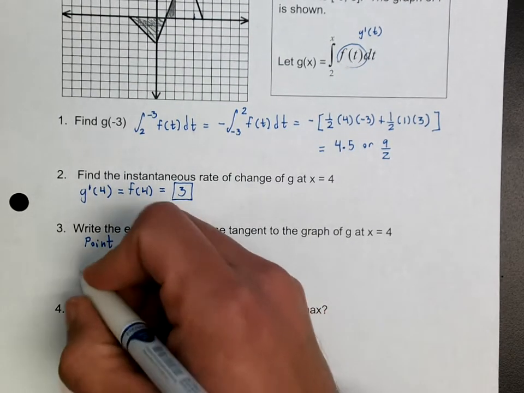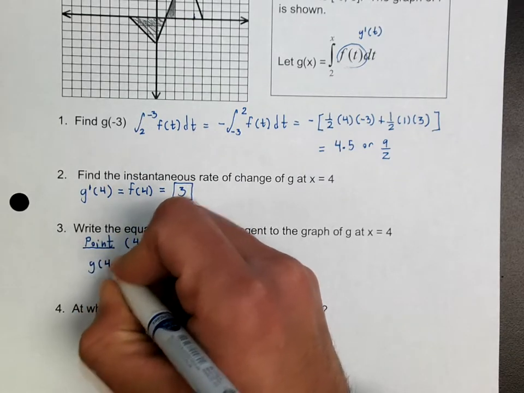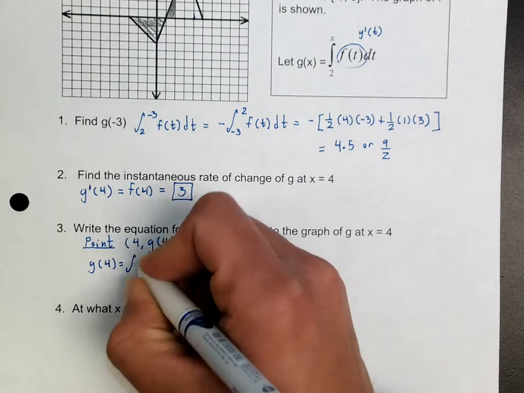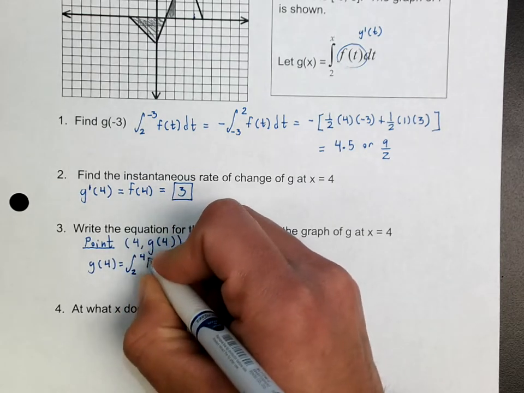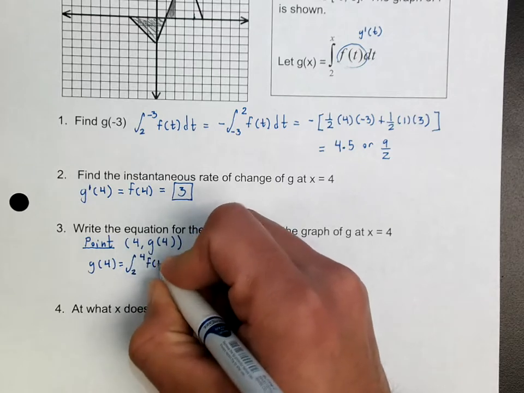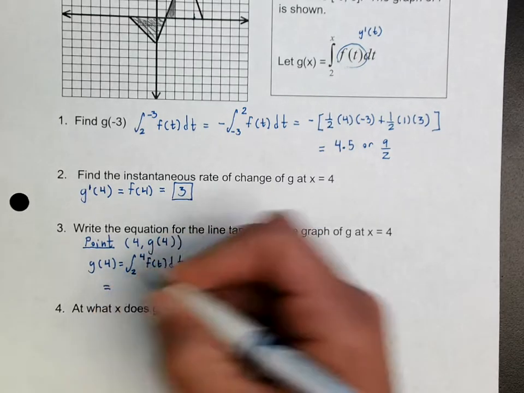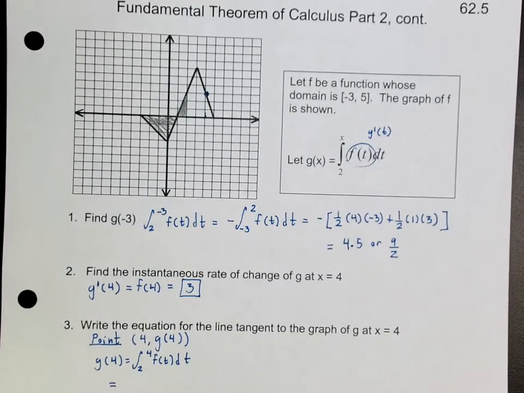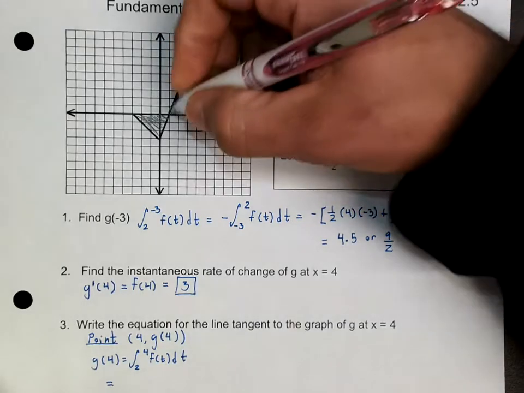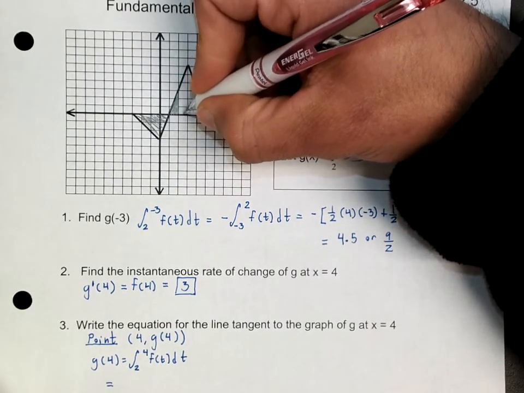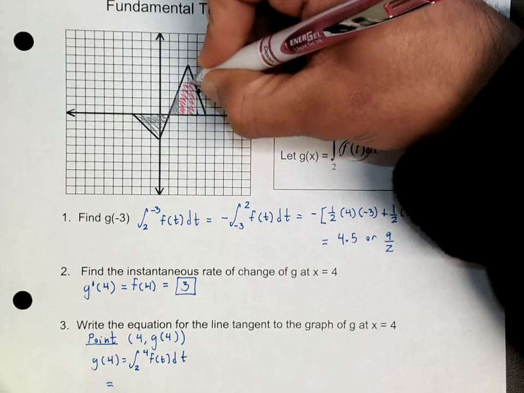So g of 4 is equal to the antiderivative, or the integral between 2 and 4 of f of t dt. Alright, and let's see, between 2 and 4. Now between 2 and 4, let's see, I'm going to use a different color so you can see it. See, that's 2, 3, 4. So this is the area of this, I don't know what you call it.